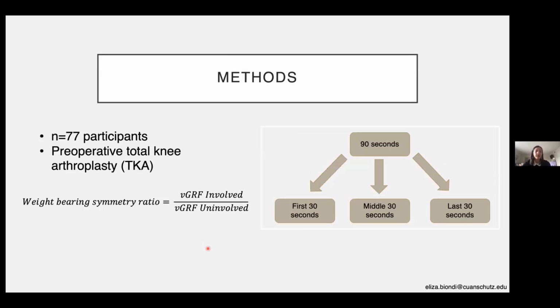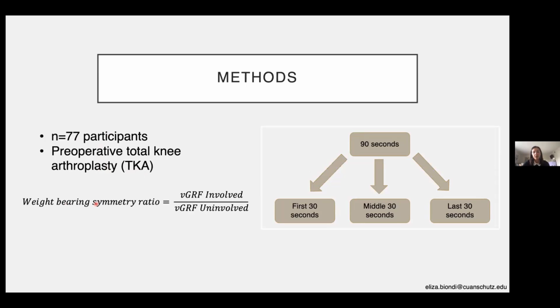So to do this, I had 77 participants that were all a part of a different ongoing study with the physical therapy department at CU Anschutz. They're all about to undergo a total knee replacement, or a TKA, of their involved limb and have not previously had a TKA on their uninvolved limb.